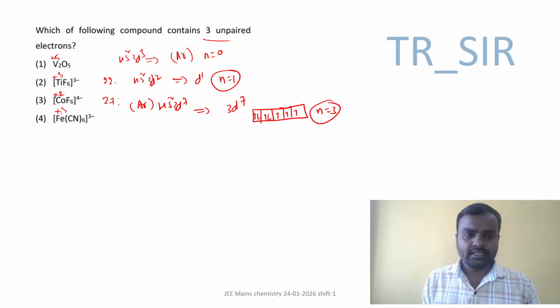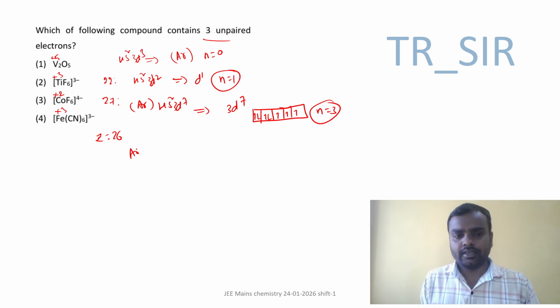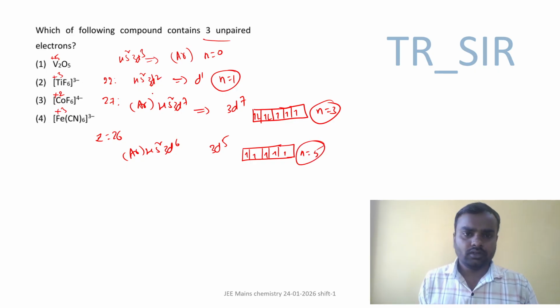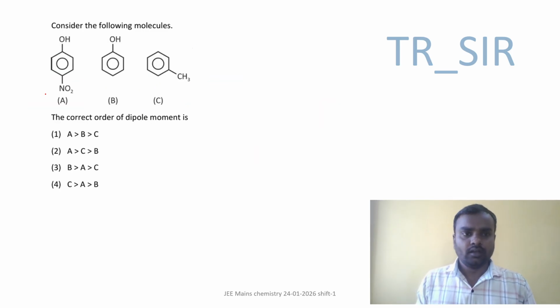Here iron is plus 3. The atomic number of iron is 26. So here Ar 4s2, 3d6. From this, if you remove 3 electrons, 3d5 will come. That means you will have 5 unpaired electrons available for this case: 1, 2, 3, 4, 5. n is equal to 5. So they're asking only for 3 unpaired electrons. That will be option C, the correct answer for this question.